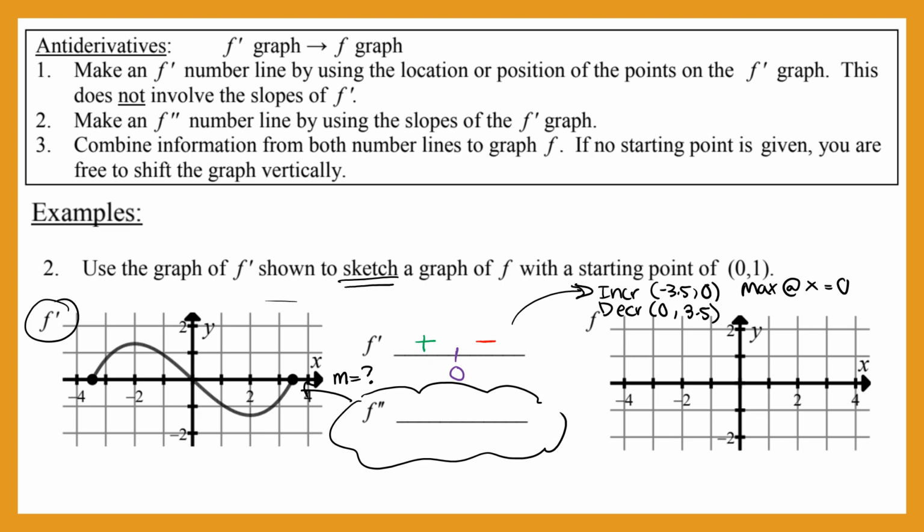So starting here at negative 3.5, it definitely looks like I'm going uphill, I'm increasing until I hit negative 2. Then I start going downhill, I start decreasing until I hit positive 2. And then once again, I'm increasing up to 3.5. So these points, negative 2 and 2, where we switch from increasing to decreasing, are going to be our POIs.